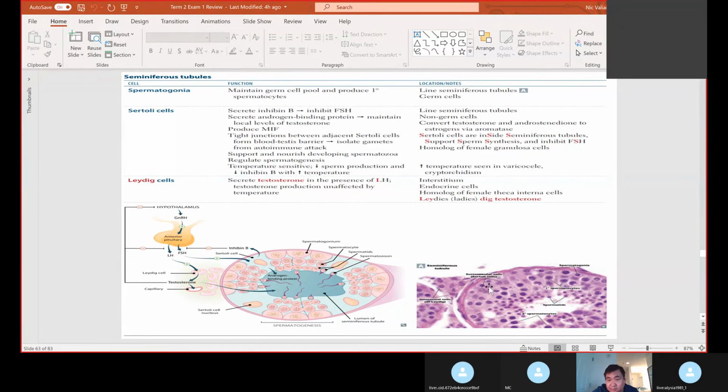So you can see that the Sertoli cells, they are near the spermatogonia. So you have the spermatogonia here, then in between them, you have the sustentacular cells, Sertoli cells, because they support spermatogenesis. And then when you go up, you have the primary, secondary, and then you have the spermatids. Now also Leydig cells, they secrete testosterone and LH.